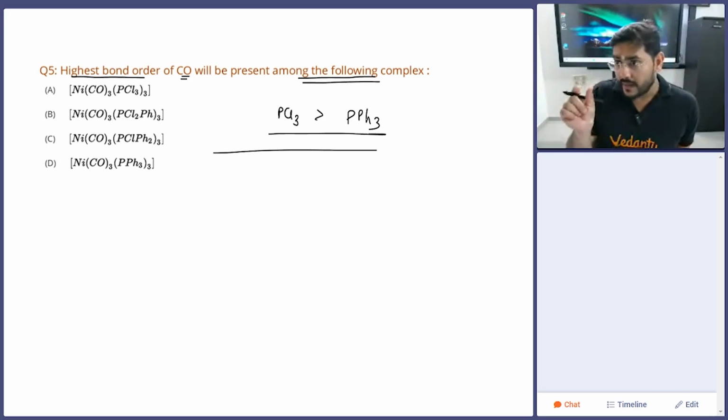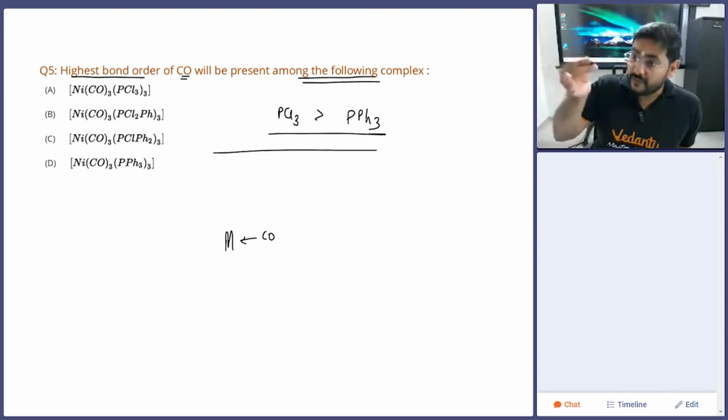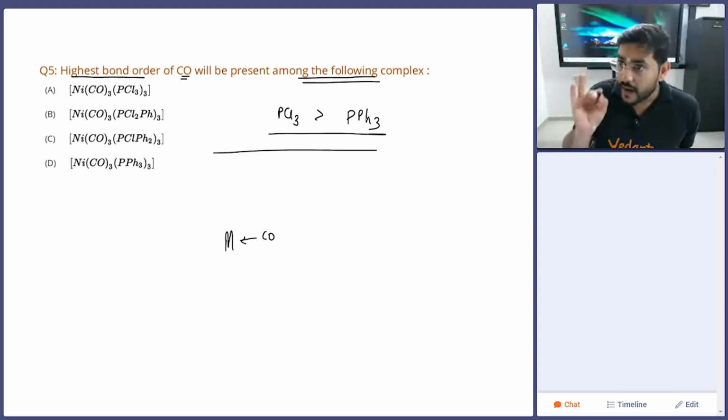So the metal carbonyl bond is going to be weak. When the metal carbonyl bond is weak, carbon is going to gain less electron density. So can I say that the carbon monoxide bond order is going to be high? I'm going to repeat my statement. Here, PCl3 has a high electron accepting tendency, so it is going to decrease the metal carbonyl bond.